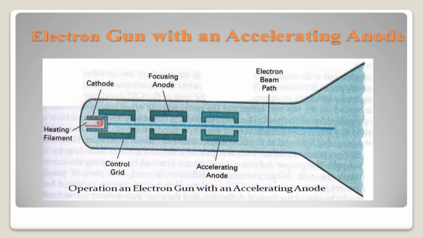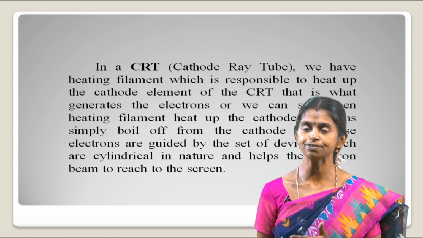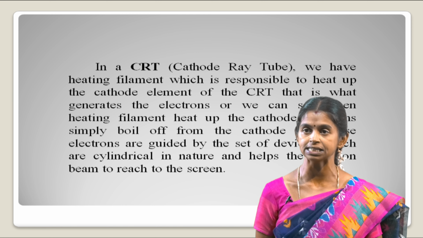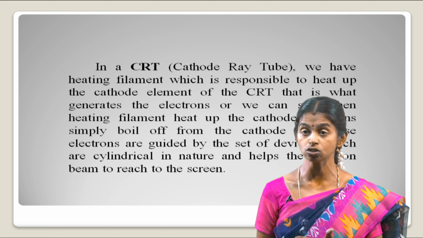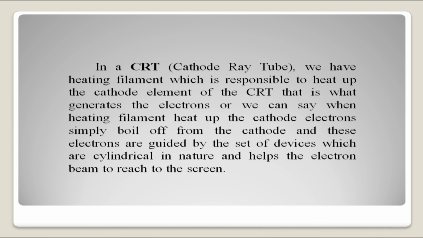Electron gun with an accelerating anode diagram is displayed for your reference. In this we can see the heating element, cathode, control grid, focusing anode, accelerating anode, and electron beam path. In a CRT, we have a heating filament which is responsible for heating up the cathode element. When the heating element heats up the cathode, electrons simply boil off from the cathode, and these electrons are guided by a set of cylindrical devices which help the electron beam reach the screen.